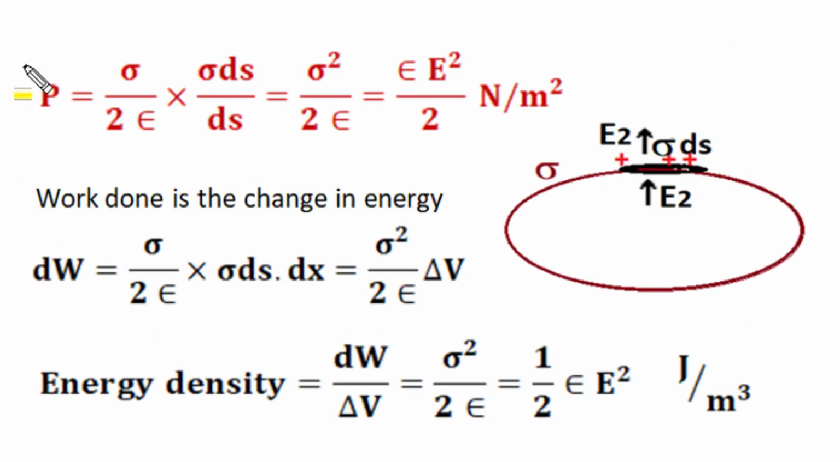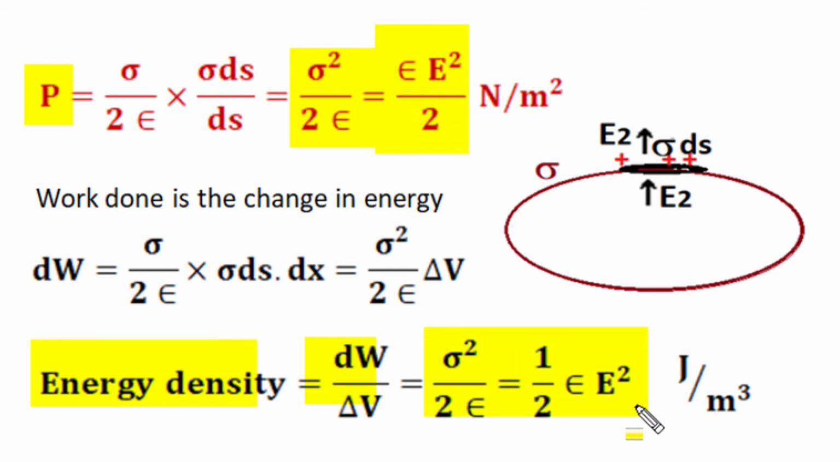Since we have derived the expression of electrostatic pressure and energy density for any arbitrary shape or any arbitrary surface charge density, this expression of electrostatic pressure, sigma square upon 2 epsilon or half epsilon capital E square, and the identical expression for energy density can be generalized and used for any similar conditions to find force as pressure multiplied by area, or the amount of work or energy involved as energy density multiplied by volume.